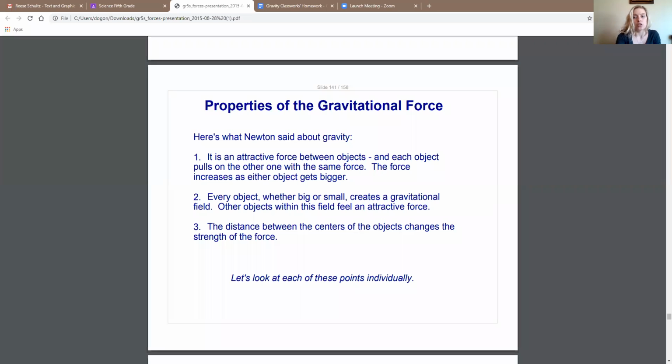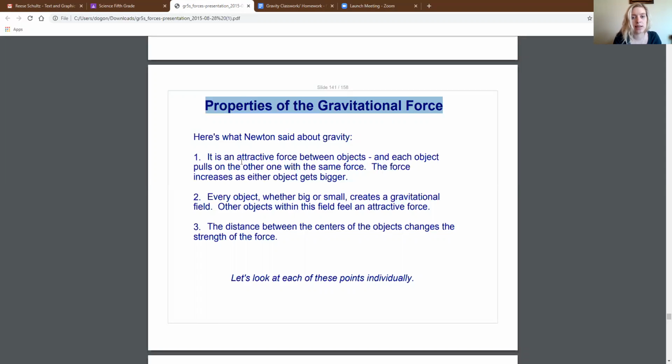Okay. So today we're going to talk about those properties of gravitational force. Here are the three properties that Newton came up with. Newton was the person who applied mathematics to gravity, and he actually wrote these properties down. Just like Newton has laws, Newton has properties of gravity and properties of gravitational force. So go ahead in your notes and write down properties of gravitational force. You don't need to write these down yet because we'll go through them one at a time, okay?